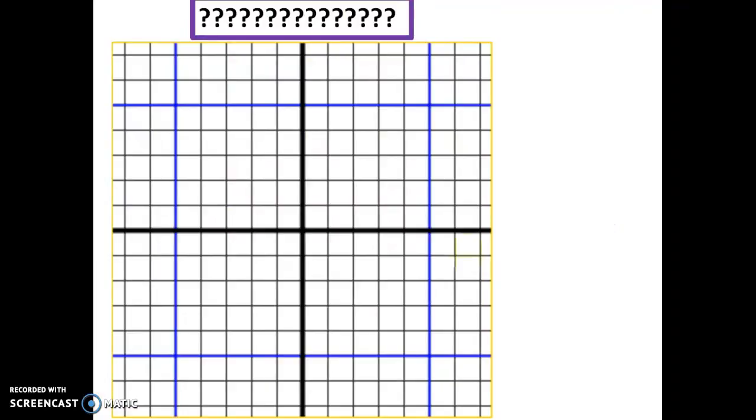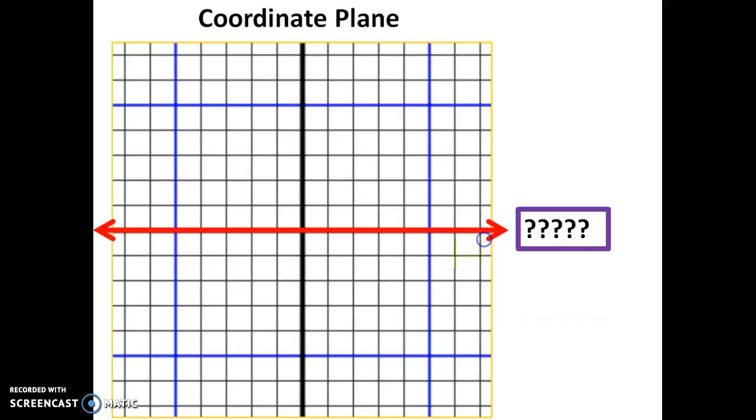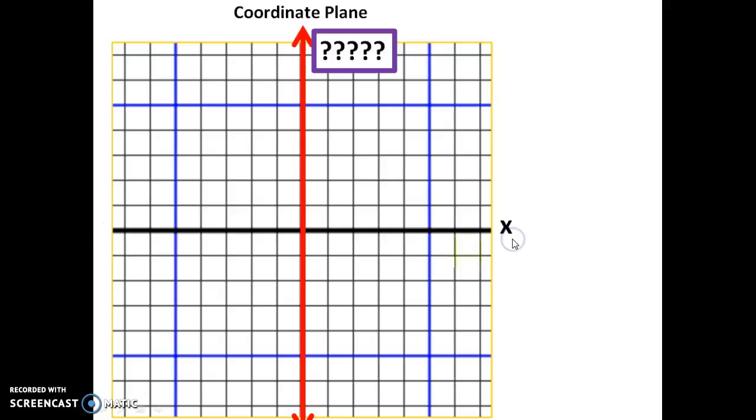So let's take a step back here and look at this from a more mathematical standpoint. So we're given this grid, and it's actually called the coordinate plane. And it has a few specific parts to it. So this point here, where these two very thick black lines intersect, is called the origin. And these lines are actually called axes. The horizontal axis is the x-axis, and the vertical axis is the y-axis.